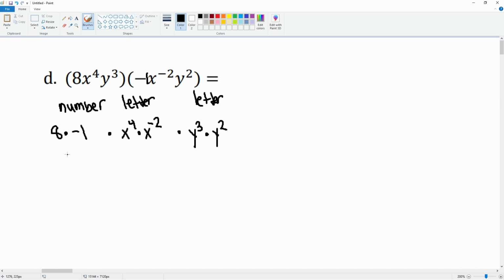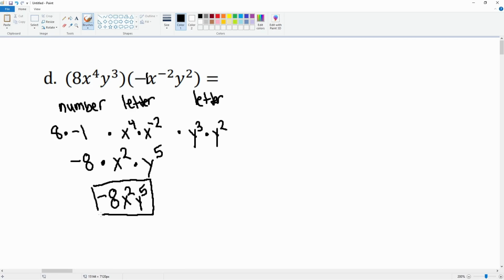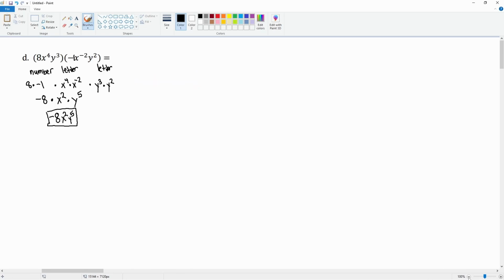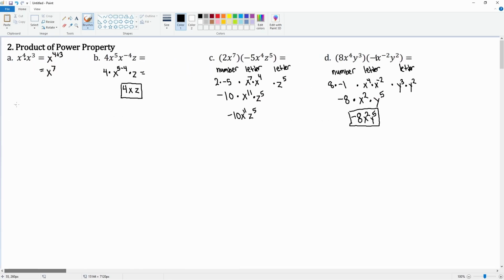8 times negative 1, it is negative 8. Here we add the exponents for x. 4 add negative 2. That becomes a 2. Times y, 3 plus 2. That becomes a 5. Now we combine them together. Negative 8 x squared y to the 5th power. So there you go. This is the usage of the product of power property.